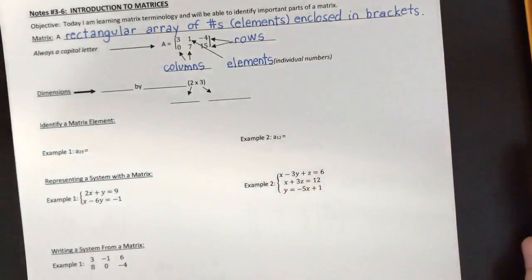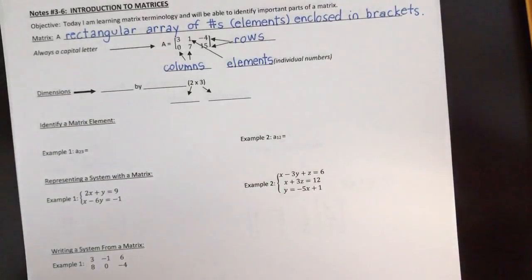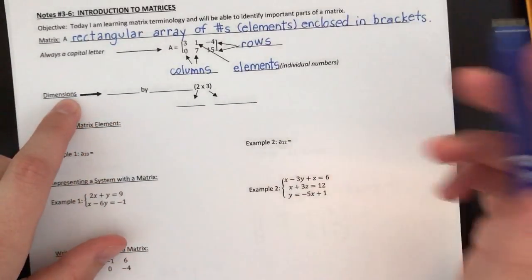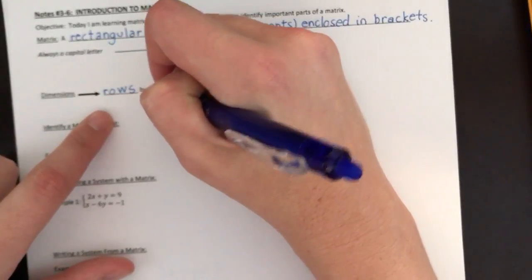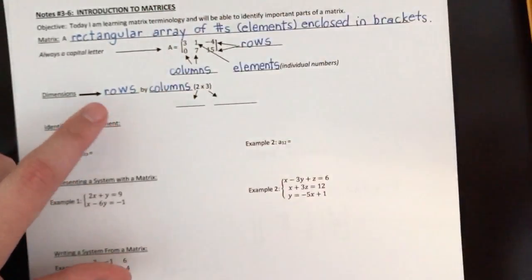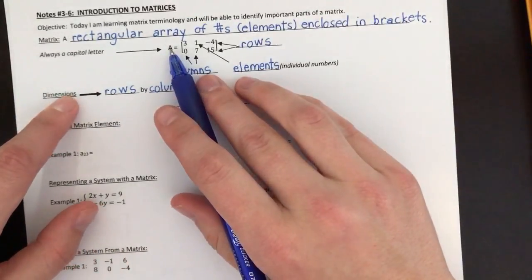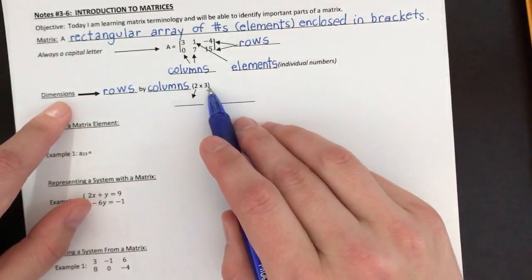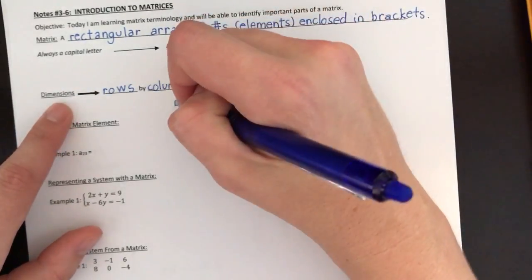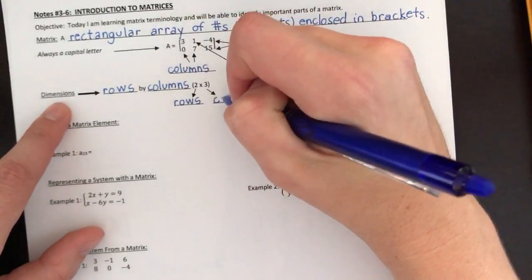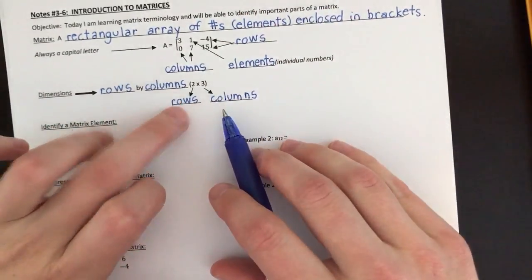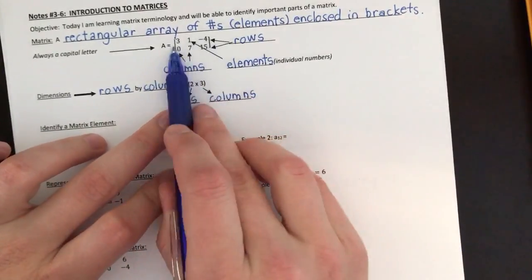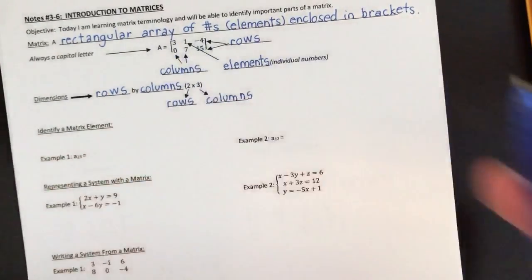When you talk about a matrix, you usually give its dimensions. That's like sizing it up, telling me the size. Dimensions means the number of rows by the number of columns. So if you were to ask me what are the dimensions of matrix A, I would say matrix A is a 2 by 3 matrix. That means it has 2 rows and 3 columns. So as not to confuse, we always say rows first, columns second. This matrix has 2 rows, and 1, 2, 3 columns.